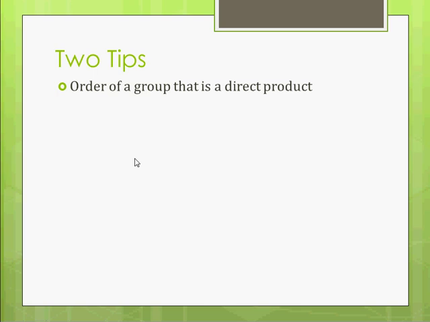Two tips. The order of a group that is a direct product, you just need to multiply their subscripts. Always, always, always. So, for instance, we had 2 and 3 in the previous one. So we just multiply 2 and 3, that's 6. So we could have known that immediately.